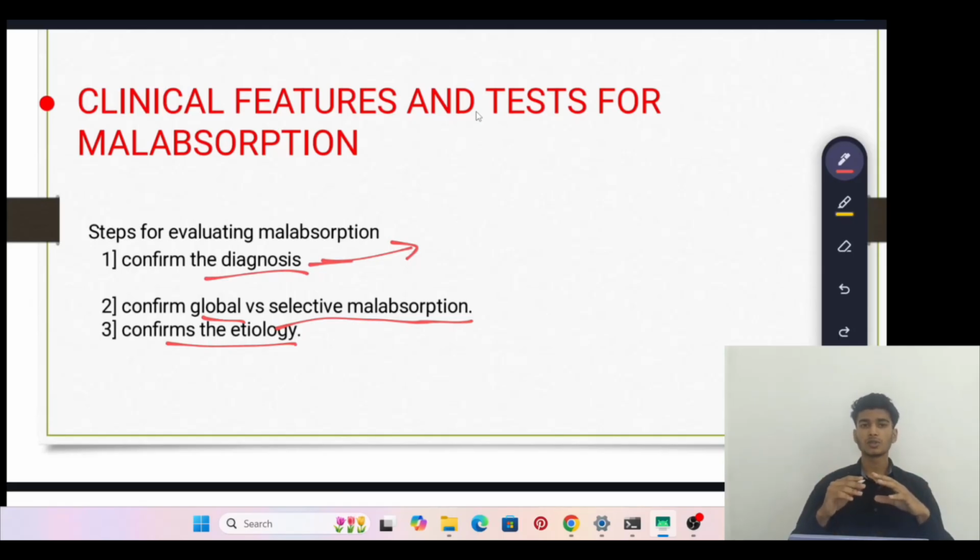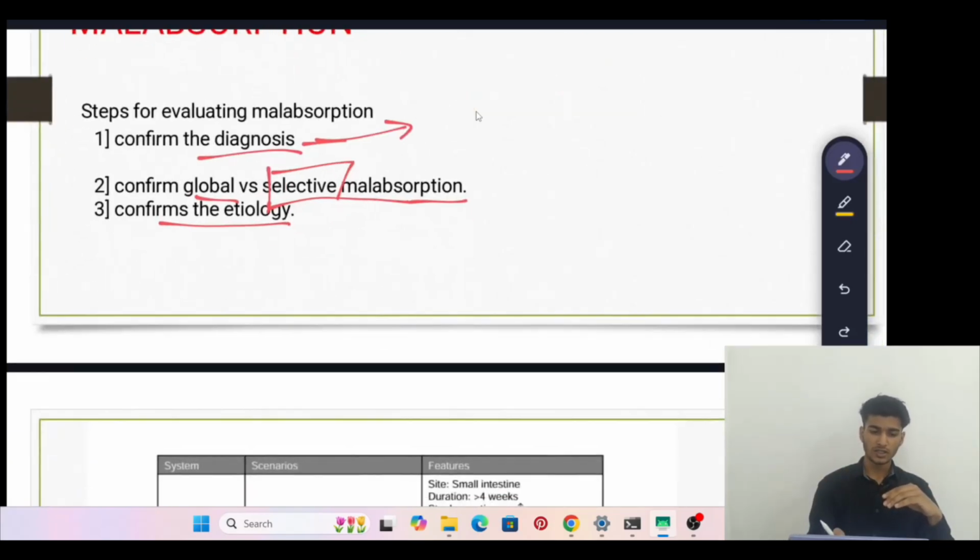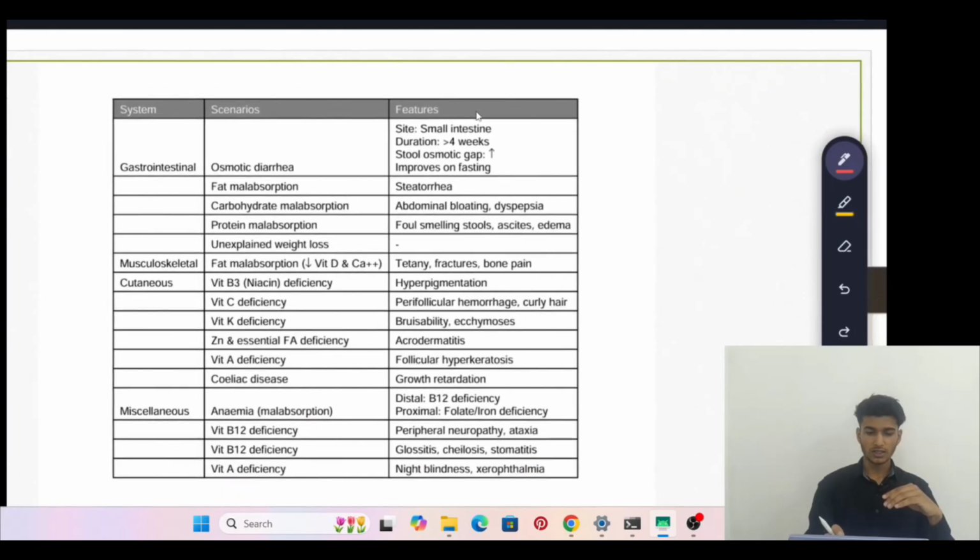In global malabsorption, the majority of nutrients are affected, like fats, carbohydrates, proteins, and minerals. Everything is malabsorbed. But in selective malabsorption, only a selective part stays unabsorbed, such as only the fat is not absorbed or only the carbohydrates are not absorbed. So that is selective malabsorption. Global malabsorption has its own diseases and selective has its own diseases. Now we will see what the scenarios are.